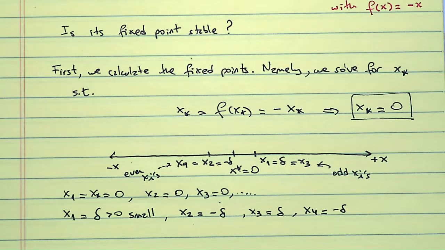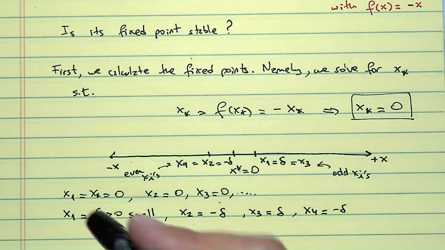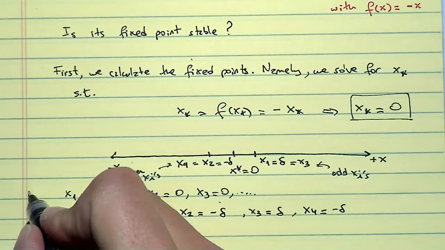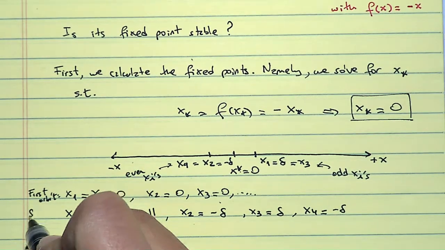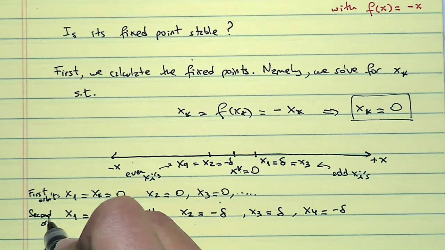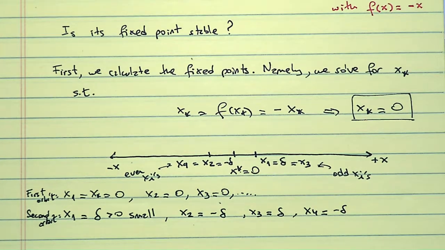So you just made x star 0? We're still carrying over x star equals 0 from the last one. So yes, this is my first orbit, from 0 to 0. And now I do a second orbit. I'm trying to get intuition to answer the question of whether this fixed point equal to 0 is stable. So, is it stable? Remember the definition.